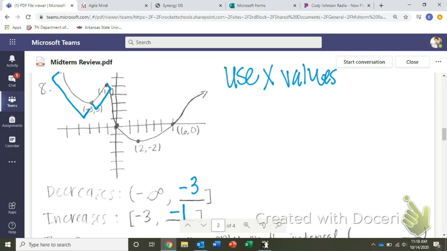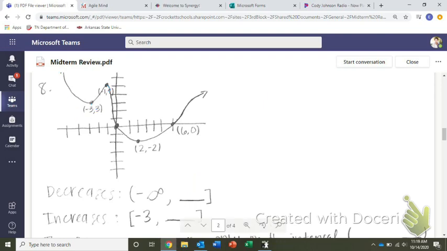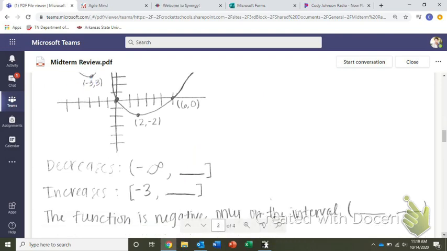Now, the bottom question, the function is negative only on the interval. Well, remember, negative is on the bottom side of the graph. So it is negative from here to here. So this point is 0, 0. And this point is 6, 0. So it is negative from 0 to 6. Okay?